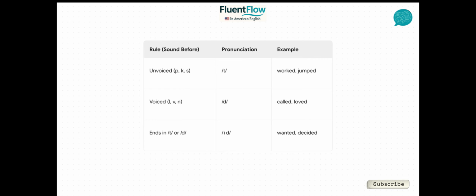So if the verb ends with a sound that has no voice, like the K in work, the ending sounds like a T, worked. If the verb ends in a voiced sound, like the L in call, it's a D sound, called. The only time you add that extra syllable is when the verb already ends in a T or D sound, like want becomes wanted. Simple once you know the rule.